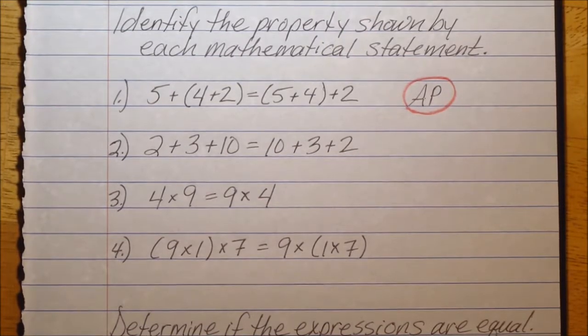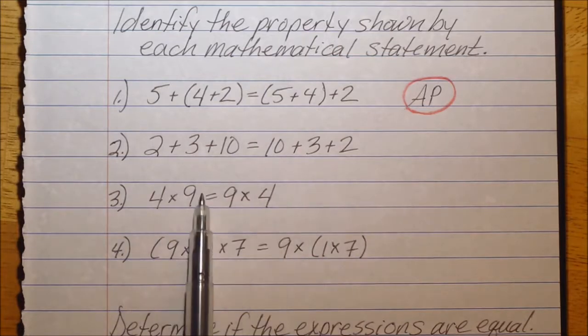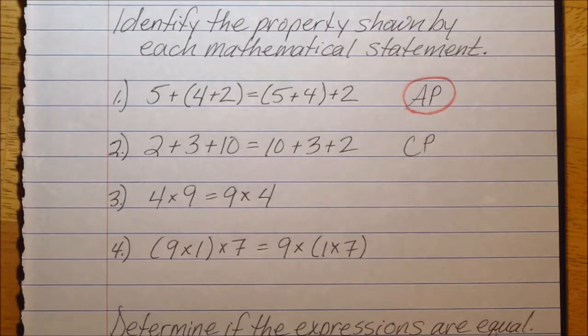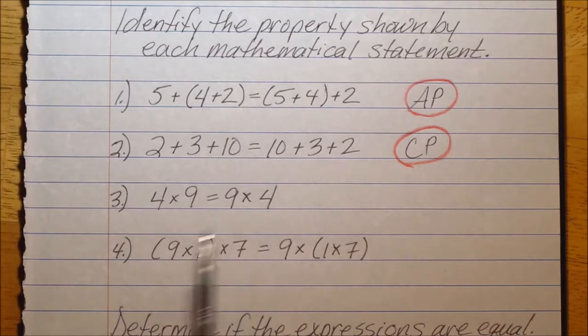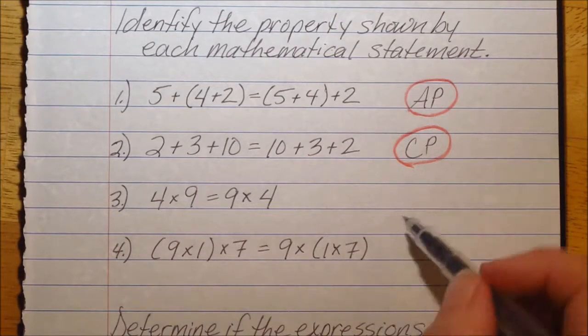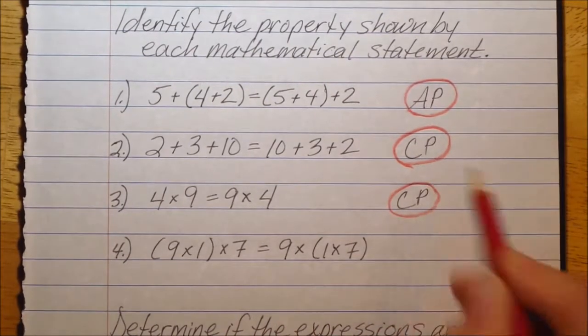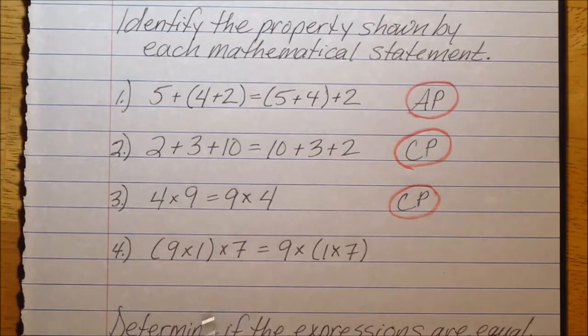Okay, on the next one, I see that I have 2, 3, and 10, and 10, 3, and 2. Same numbers on both sides, but they have moved. They've changed orders. Moving, commute. That means I have the commutative property happening here. And it's all addition, so I know the commutative property can apply. The next one, I have 4 and 9 and 9 and 4. Same numbers on each side, but they are not in the same order. They have moved. So the commutative property, as it applies to multiplication, is being used here. And on number 4, I have 9, 1, 7, 9, 1, 7. The numbers didn't move. They're all in the same order.